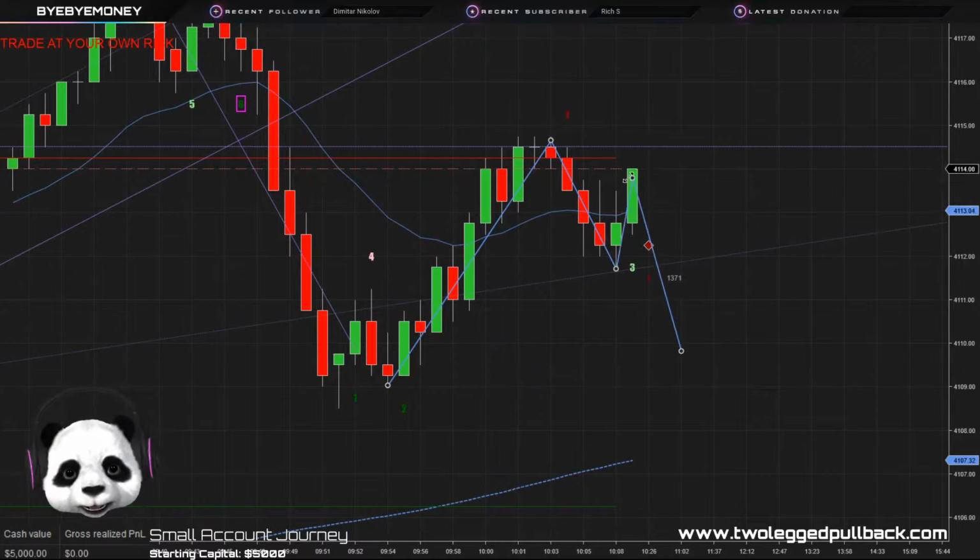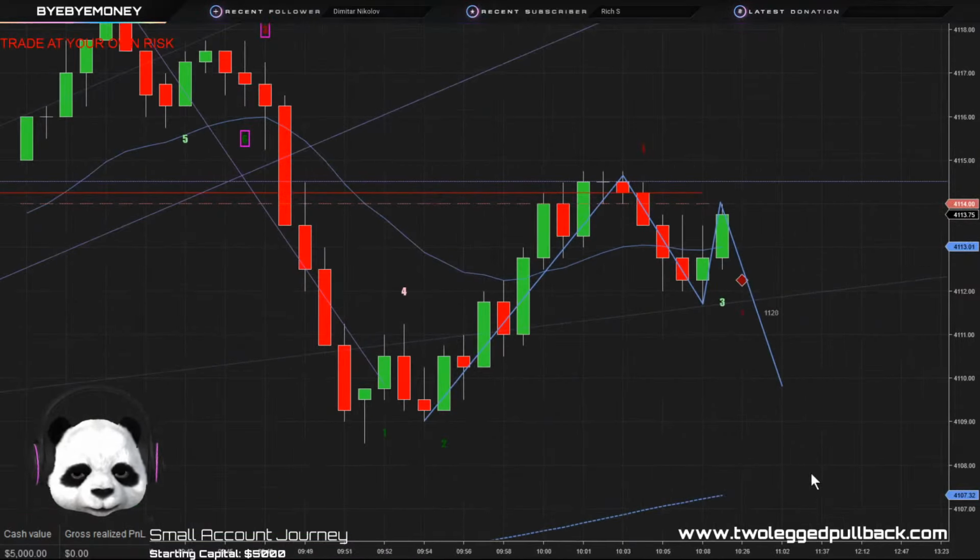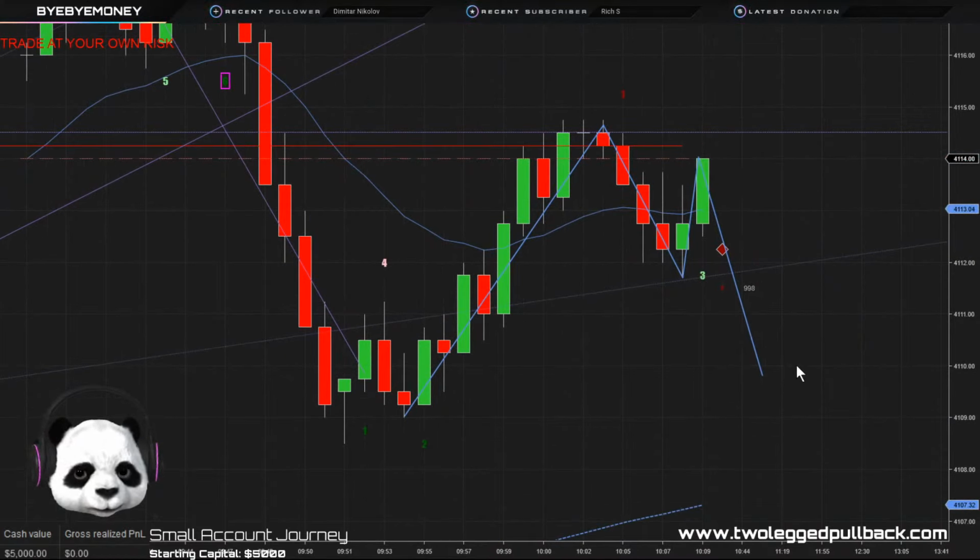But we got it. We got our second pullback. Let's see if we get a good signal bar here. But you see these wicks here. I don't like those wicks either. Let's see if we get a good signal bar for our second entry short here.